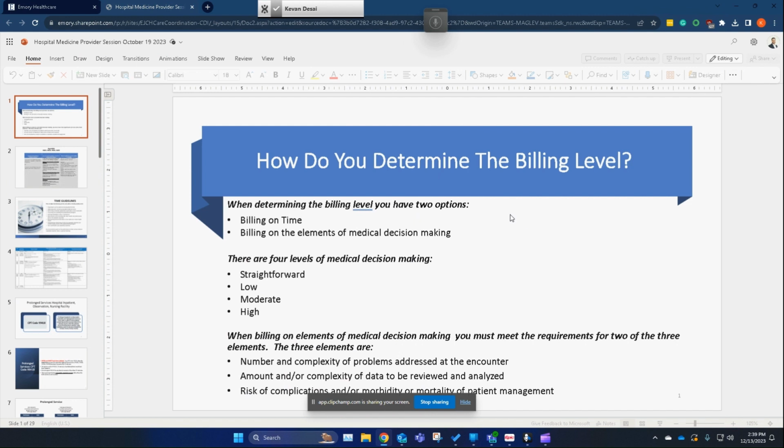Essentially, there are two ways that you can bill on notes in general. There's billing on time, and there's also billing on elements of medical decision making. I think here at Johns Creek, we should start billing on time. You're also going to end up doing both. Typically, when you bill on time, you still end up having medical decision making in your note.